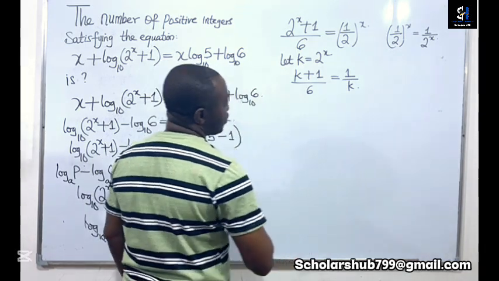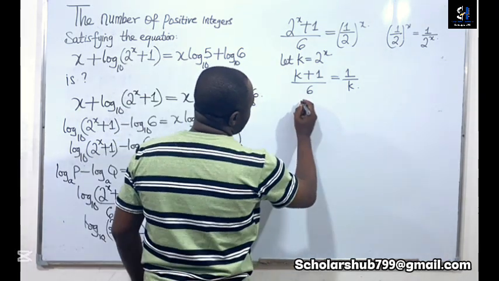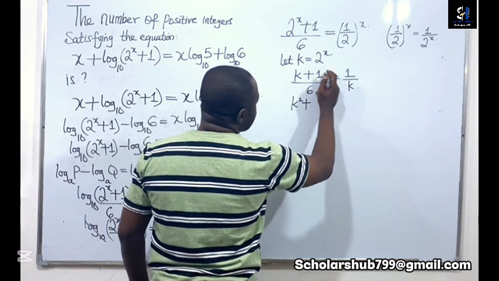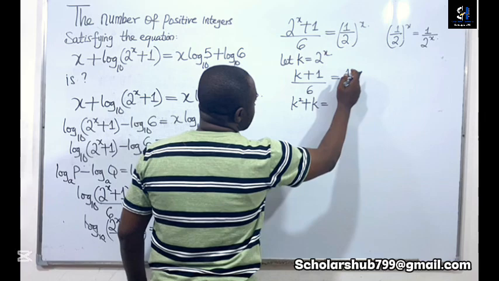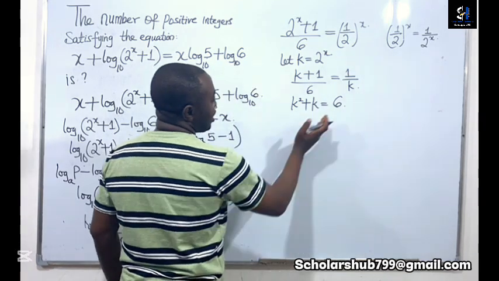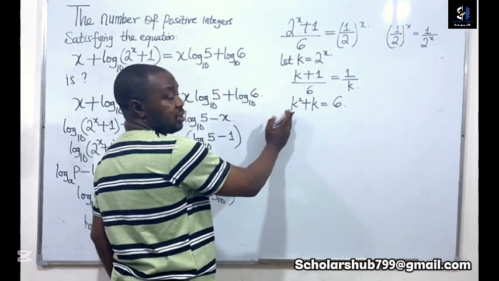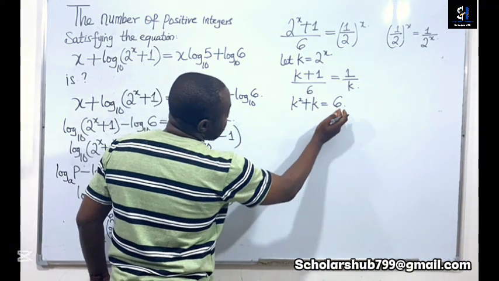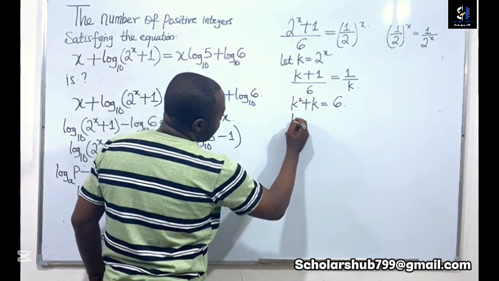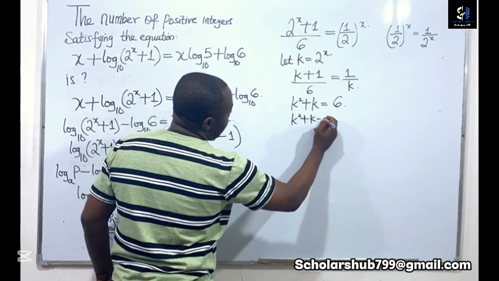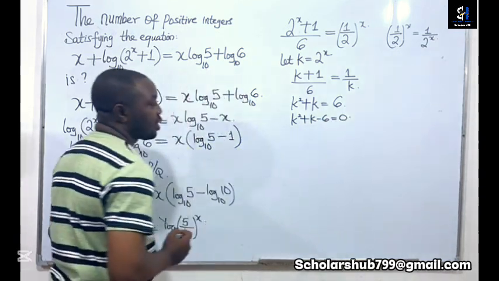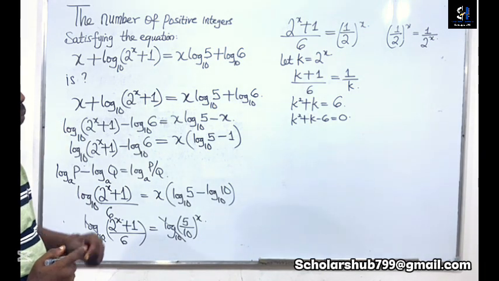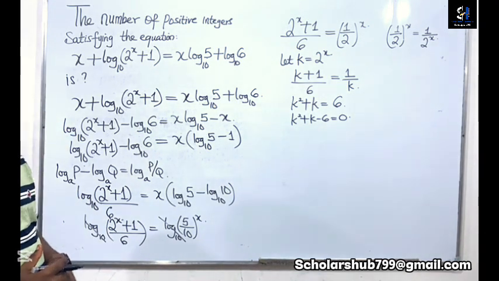So now I can cross multiply. By cross multiplication, k times k will be k squared, k times 1 is k, and 6 times 1 is 6. Now I will carry this over to the left hand side. When the 6 is carried over to the left hand side, it becomes minus 6. So we have k squared plus k minus 6 equals 0. Now we have a quadratic equation.